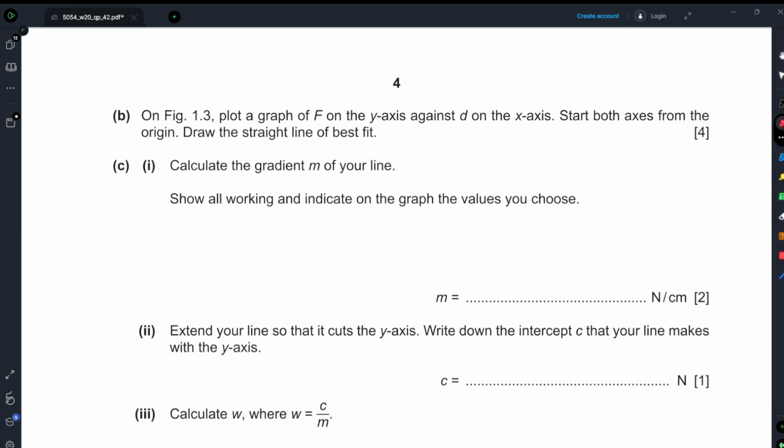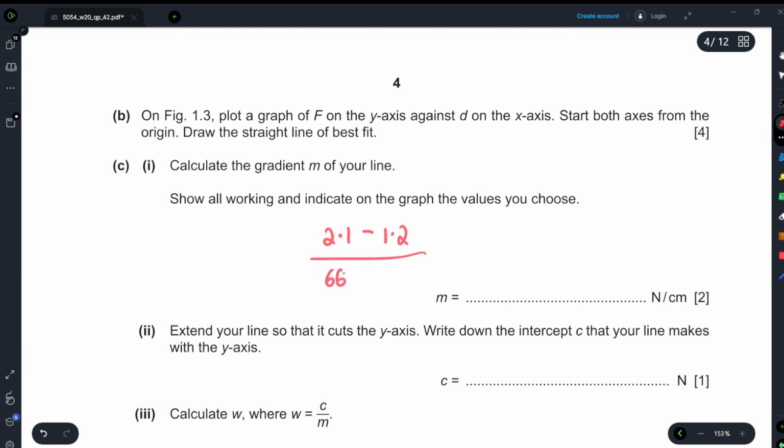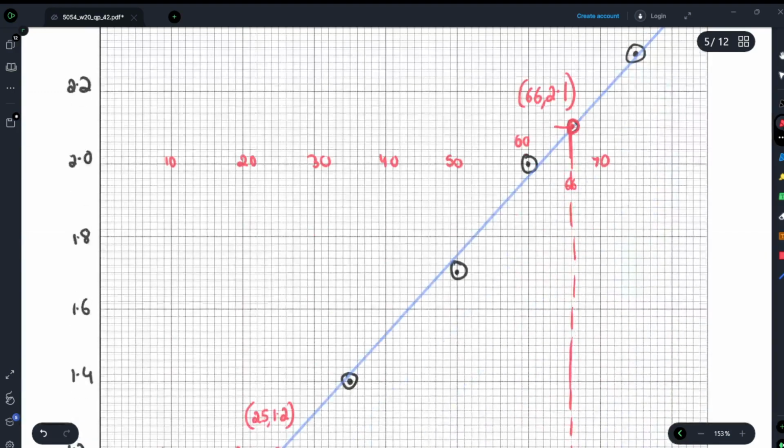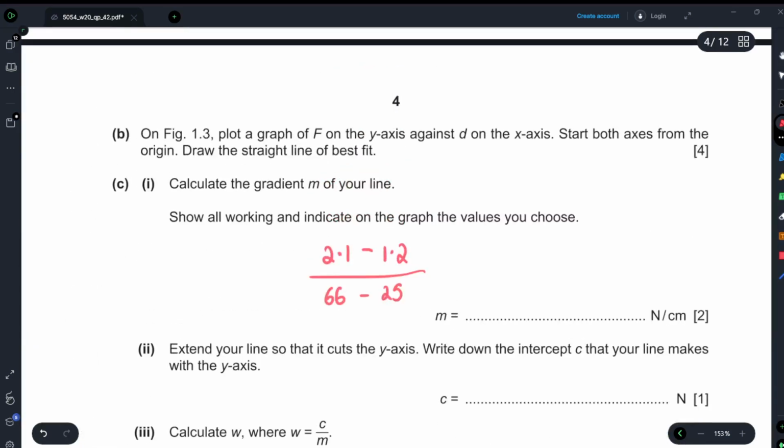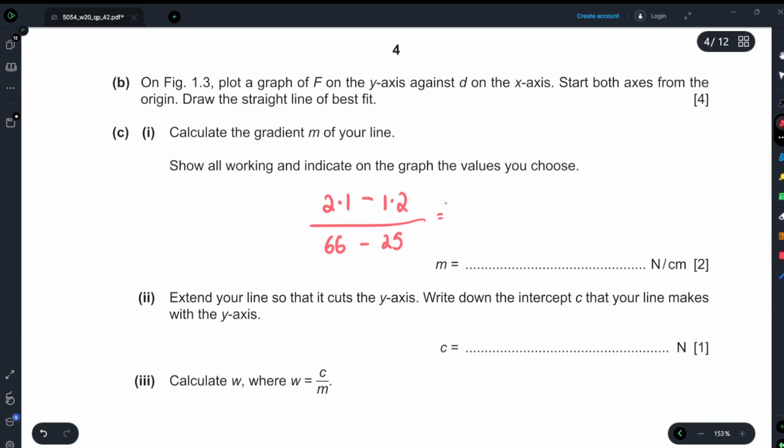So now the gradient. I looked at the values once, now I don't have to look at the values again either. So my gradient is going to be 2.1 minus 1.2 divided by what? Divided by 66 minus 25. Okay, just a quick glance. Yes, so this right here is going to be 0.9 divided by 41.